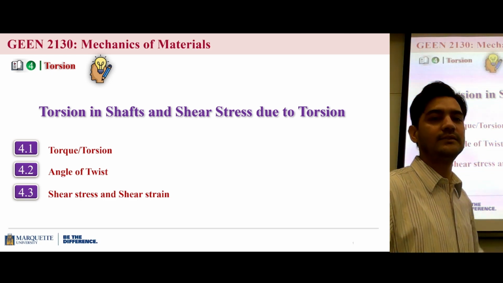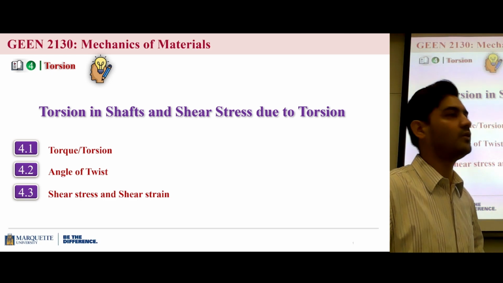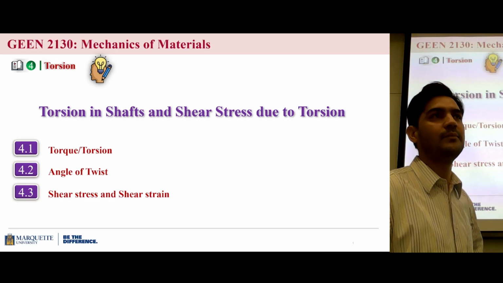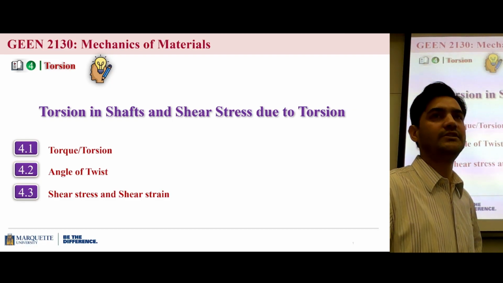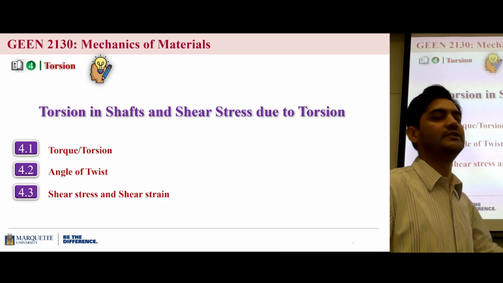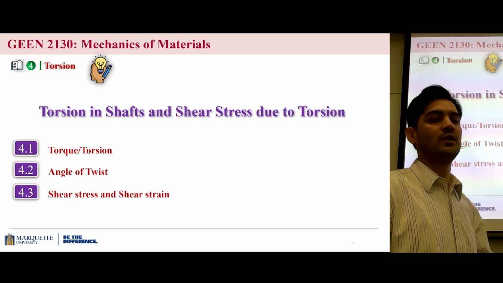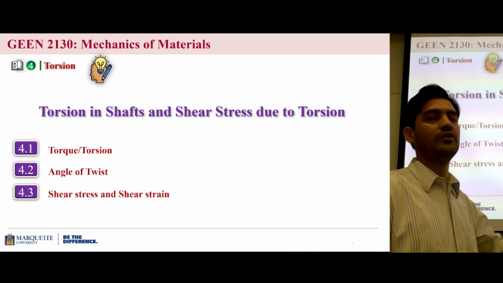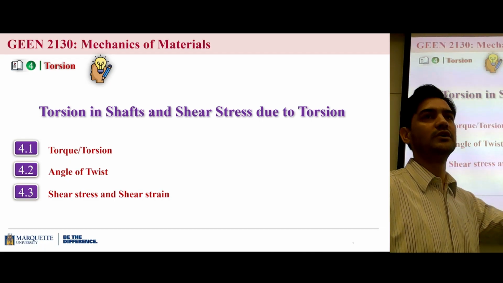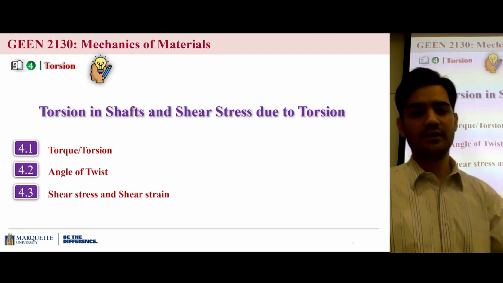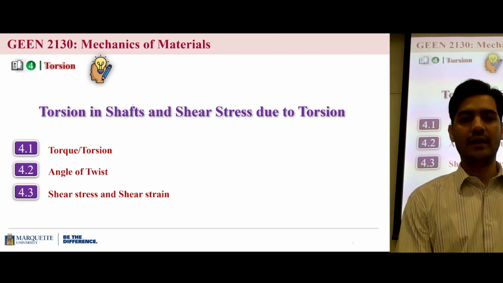So today's lecture is going to be on chapter 4, which is about torsion. So we will talk about torsion in shafts, and because of the torsion, we're going to see shear stresses and we're going to see shear strain, and we will talk about how to calculate those shear stresses and shear strain, what is torque, what is torsion, and because of those torsion and torque, you're going to see twisting of those circular cylinders. So we're going to see when you have twisting, then what is the angle of twist.